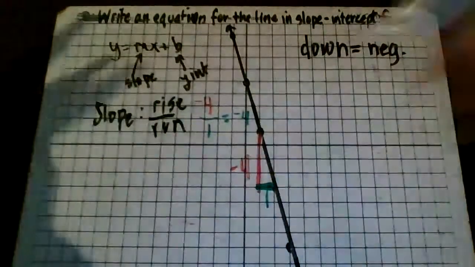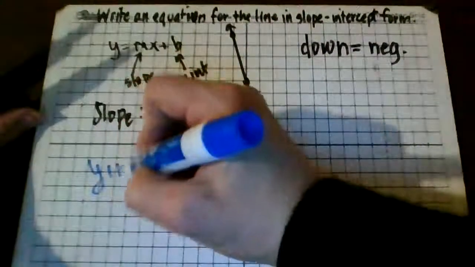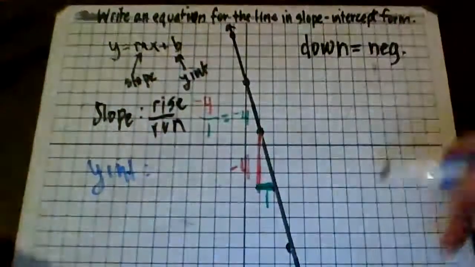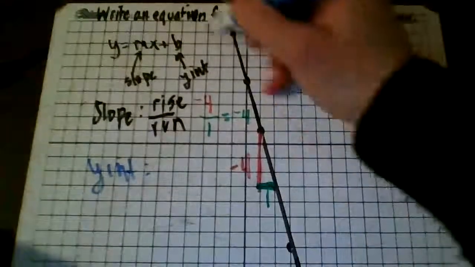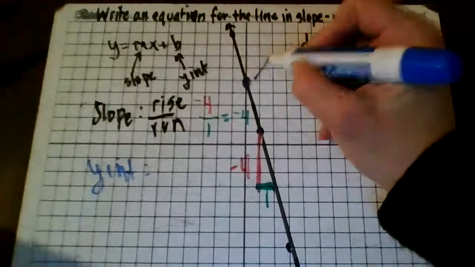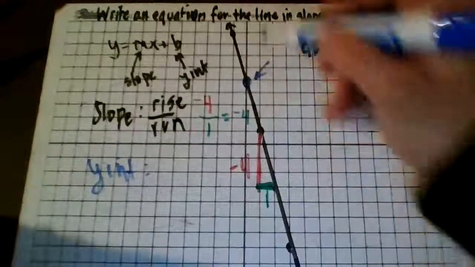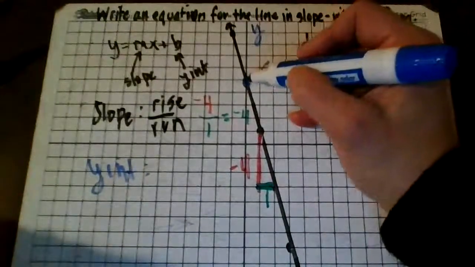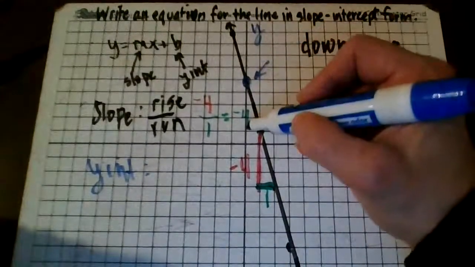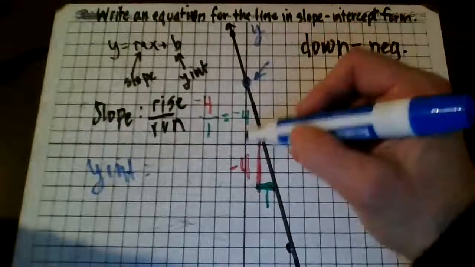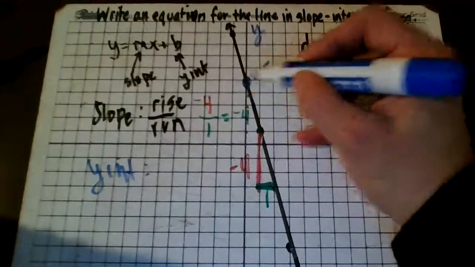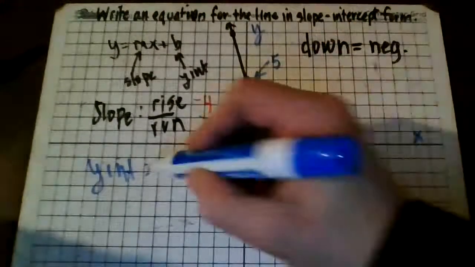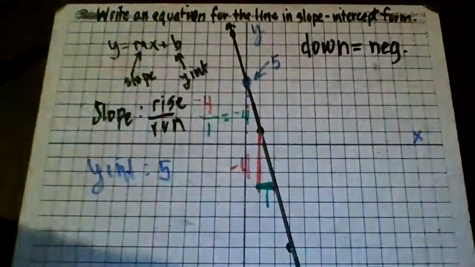My y-intercept is where does it cross the y-axis? Well, this line crosses the y-axis right here. So this is the y-axis, this is the x. So it crosses the y-axis right here, that line does. So let's count and see what that is. This is the positive part, so 1, 2, 3, 4, and 5. So my y-intercept is 5.